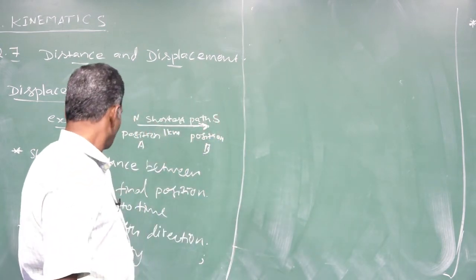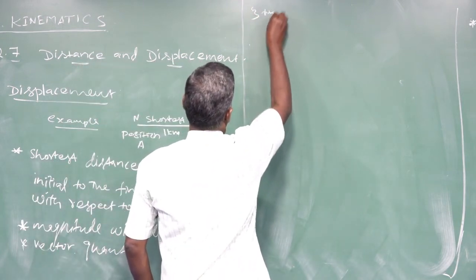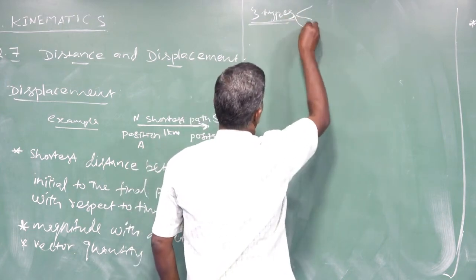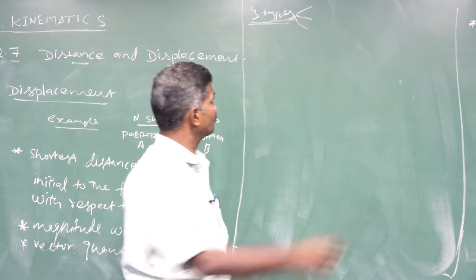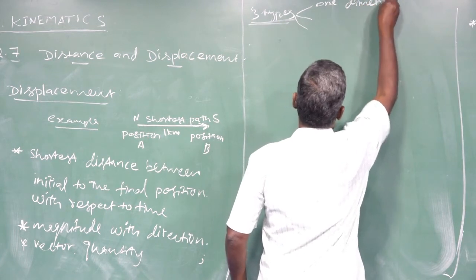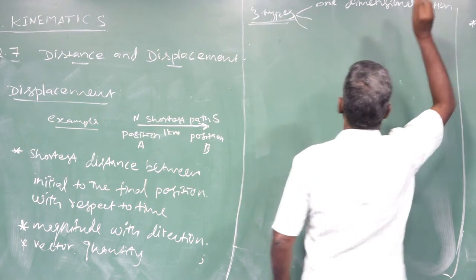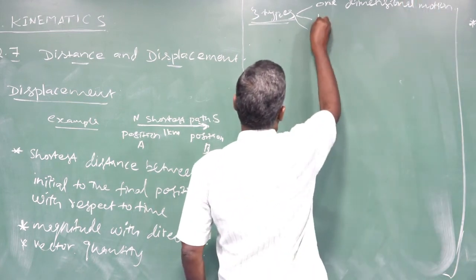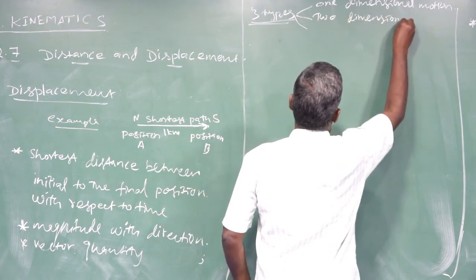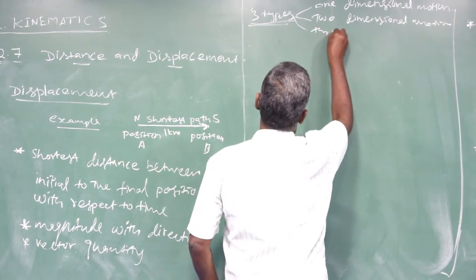So, we take motion in three types now. Motion may be taken in three types: one-dimensional motion, two-dimensional motion, as well as three-dimensional motion.